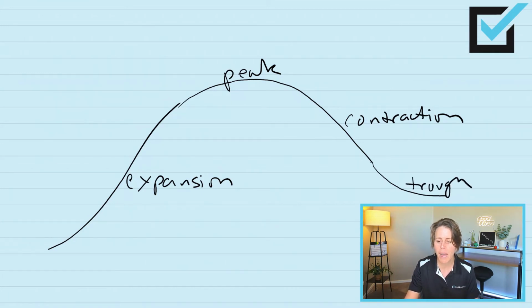So you don't know how long any of these phases is going to last, but you do know the order. What follows a trough? Expansion. What's after the peak? Contraction. What's after the contraction? Always the trough. Expansion, also called a recovery. Contraction could be a recession or a depression, depending upon the length of time that it lasts.